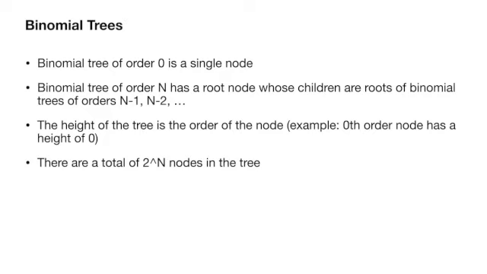The height of the tree is the order of the root node. An example of that is the 0th order node has a height of 0, and to continue that, a node with order 1 goes to level 1, a node of order 2 goes to level 2, and so on. There will be a total of 2 to the power of n nodes in a single binomial tree.